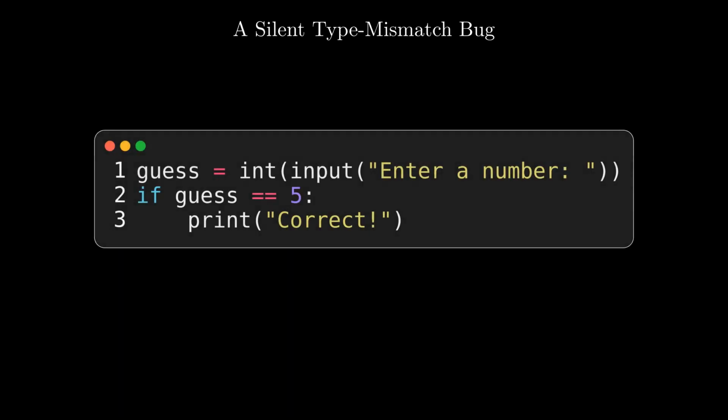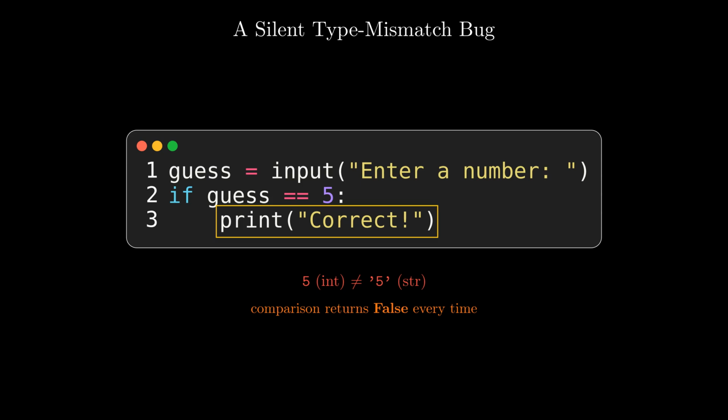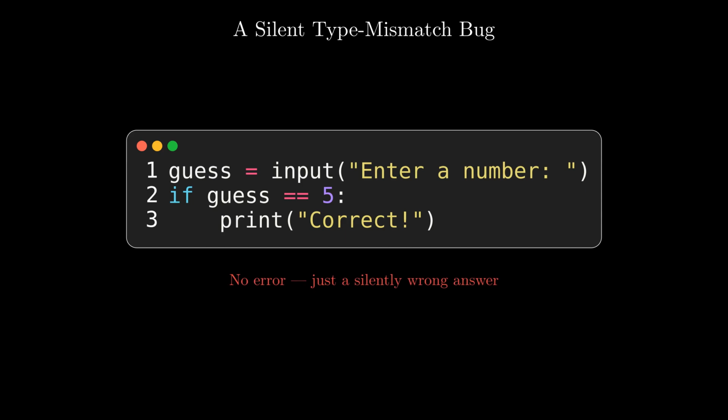That int conversion hides a subtle bug worth understanding. The input function always returns a string. If you skip the cast, you're comparing the integer 5 against the string 5. To Python, an integer and a string are different types of objects, so they can never be equal. The comparison returns False every single time, even when the user types the right number. The program runs without any error message. It just gives a wrong answer silently. Experiment with this yourself: remove the int cast, type the correct guess, and watch False appear. Silent type mismatches are among the hardest bugs to spot.